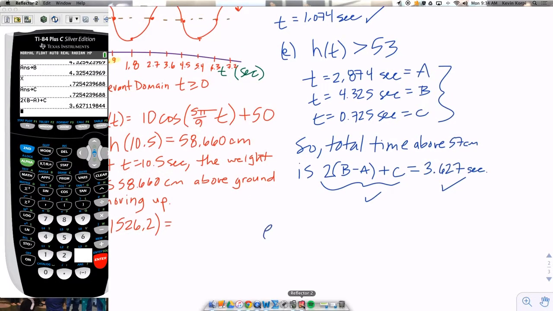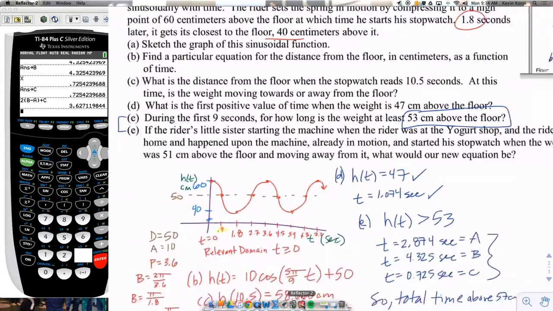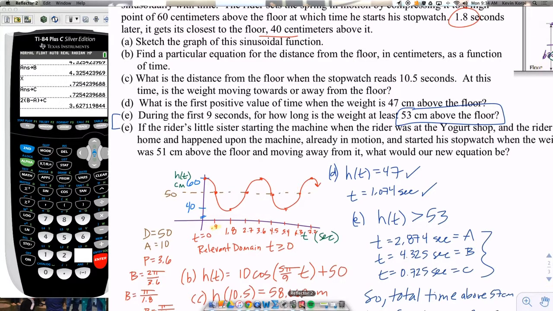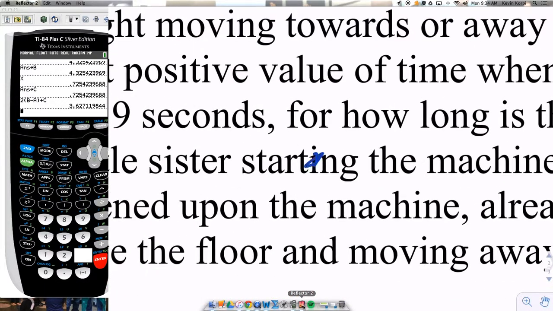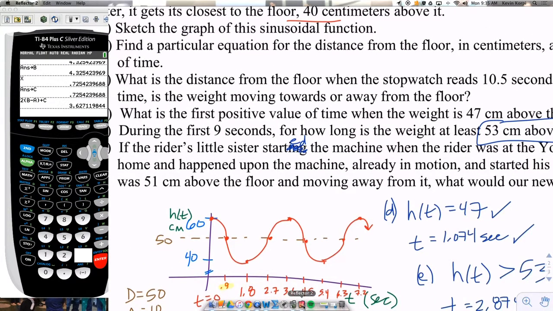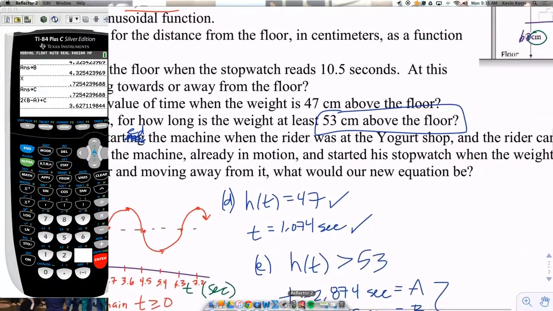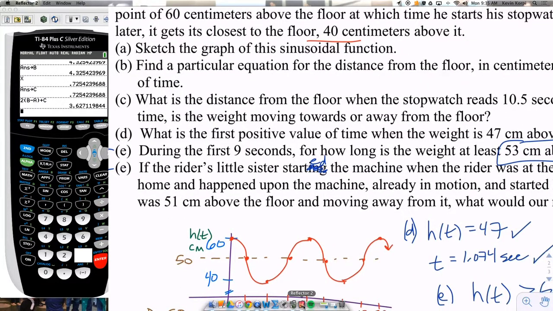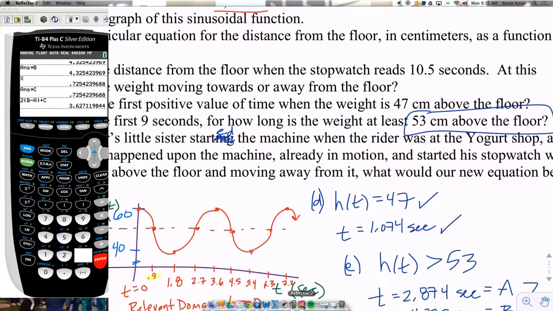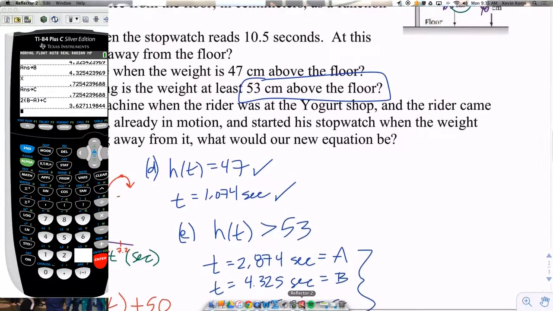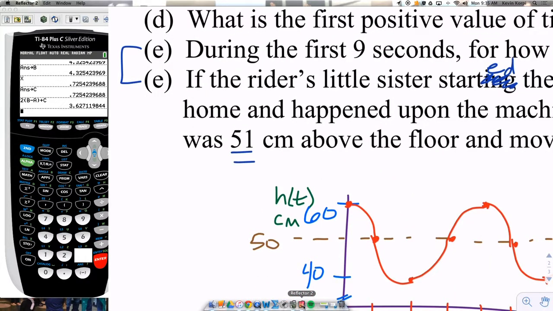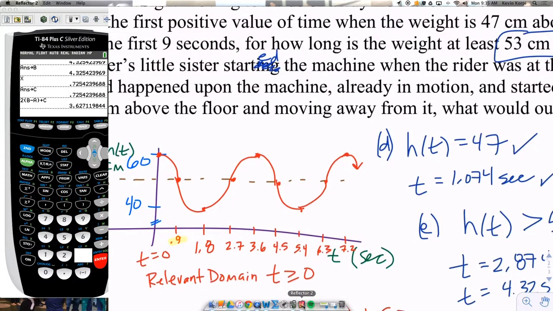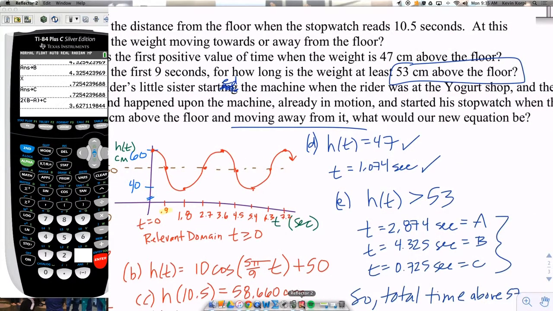All right, and then the second part. If the writer's little sister started the machine when the writer was at the yogurt shop, and then the writer came home and happened upon the machine already in motion, uh-oh, it's gone. I wasn't here when it started. And now he starts his stopwatch when the weight is 51 centimeters above the floor and moving away from it, what would the new equation be?